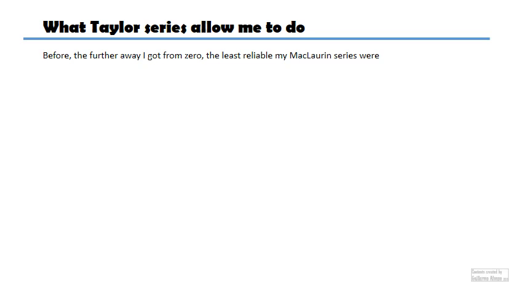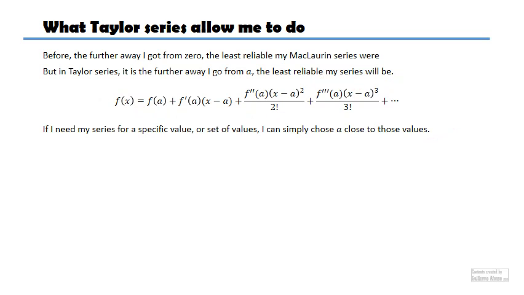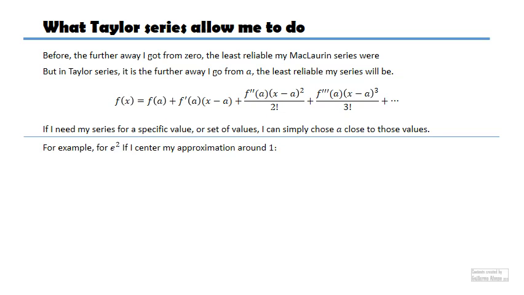So as I get away from 0, my Maclaurin series is least reliable. And as I go away from a, my Taylor series will be less reliable. Now, here's my Taylor series formula. Let's try it for e squared. And let's see what the difference is now if I center my approximation around x equals 1, right?